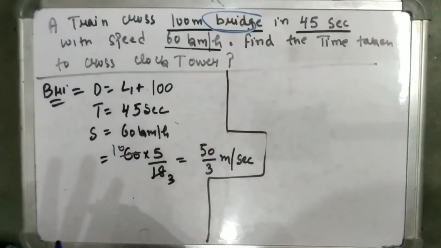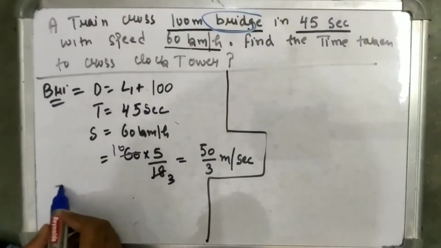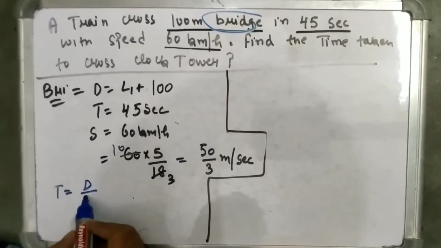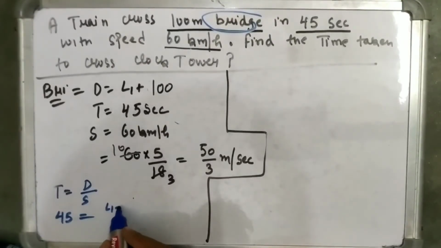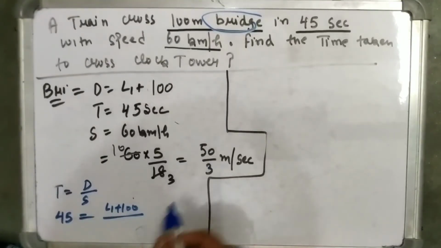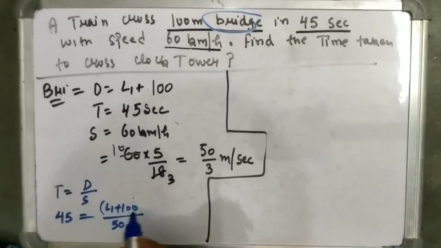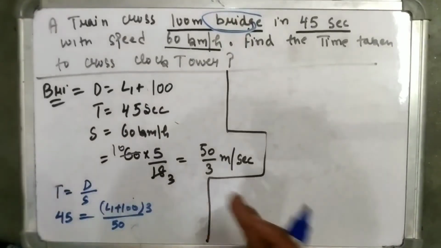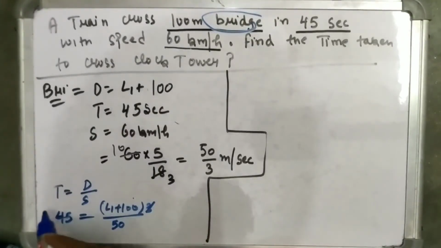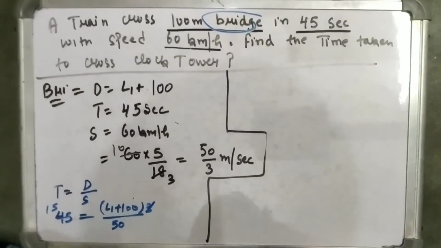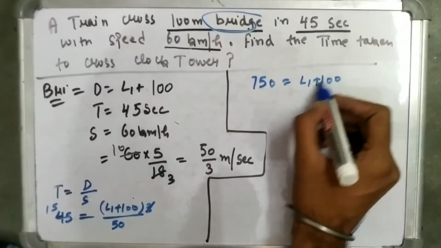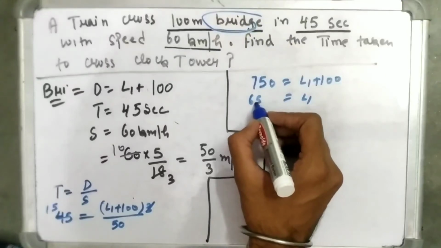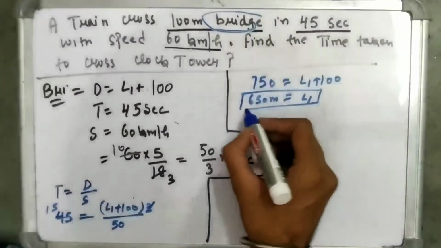So we will apply the formula: time is equal to distance upon speed. Time is 45 seconds, distance is L1 plus 100, and speed is 50 upon 3. This 3 will go to this side. When we solve it, we get 15 times 50, that is 750, equal to L1 plus 100, and L1 is equal to 650 meters. I hope you get this.